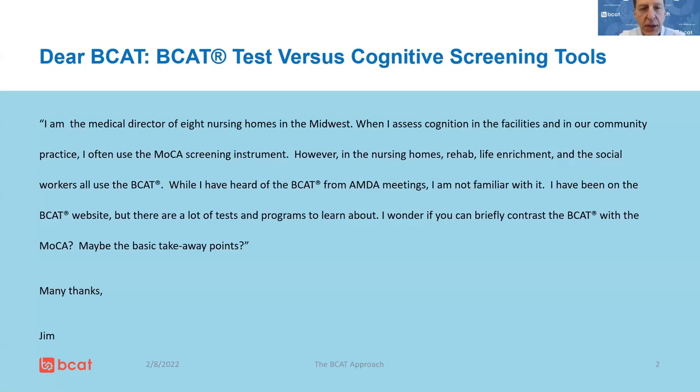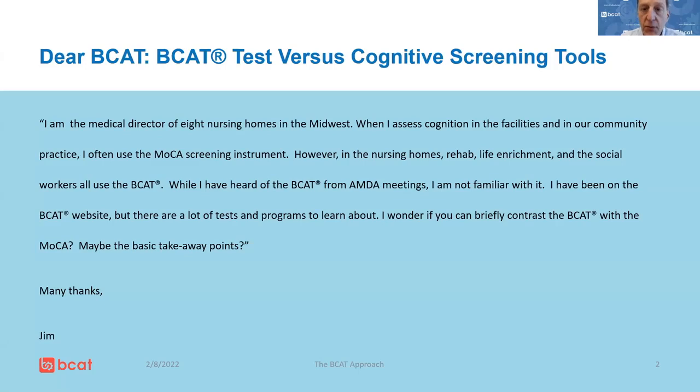Okay, so this question is from a physician from, I'm not sure where, the Midwest. So this doctor writes, I am the medical director of 8 nursing homes in the Midwest. When I assess cognition in the facilities and in our community practice, I often use the MoCA screening instrument. For those of you who don't know the MoCA, it's a common cognitive screening tool.